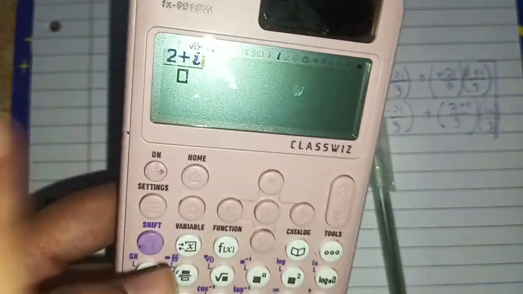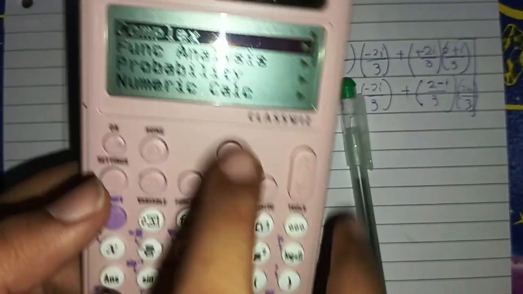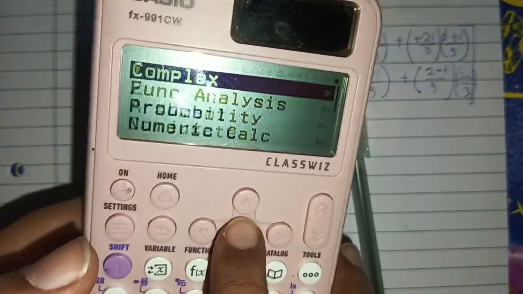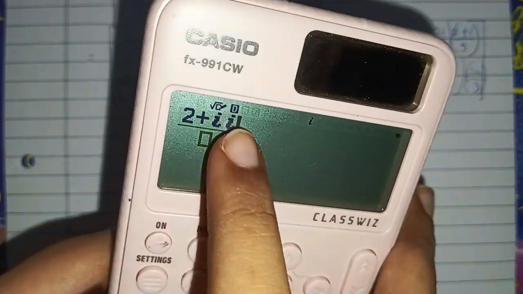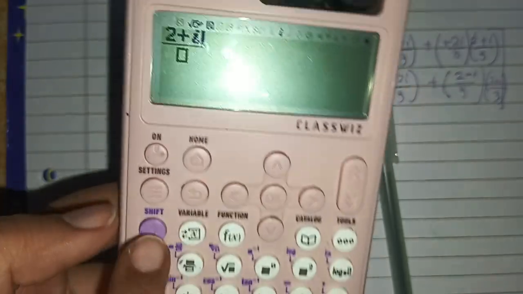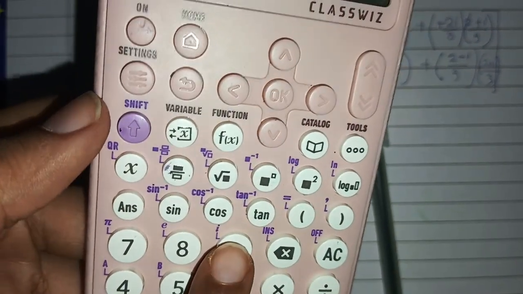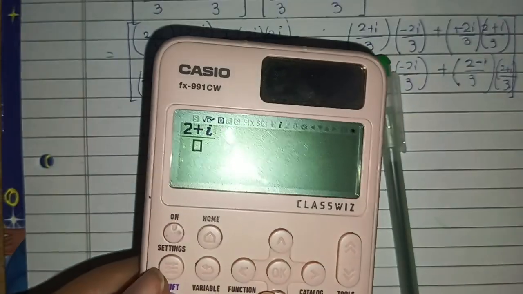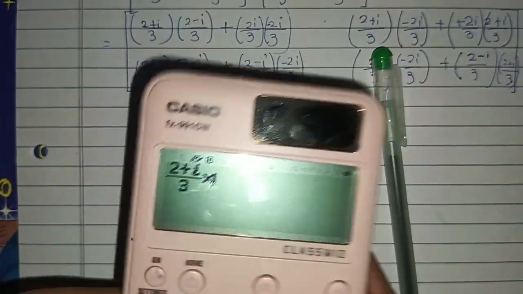If it is not working, what you can do is go into catalog, complex, then here you can select I. If I click it, it will again show you 2i. But in complex mode, if you press shift with 9, you can see the I symbol, so it comes directly into 3. Okay, I am just multiplying it.